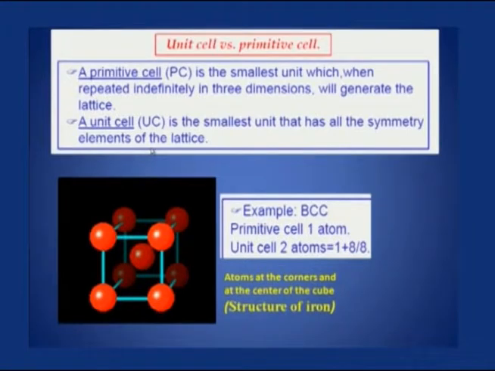A unit cell or a compound unit cell is the smallest unit that has all the symmetry elements of the lattice. So, apart from lattice points at the corners, there may be lattice points at the center, and that is called a compound unit cell.